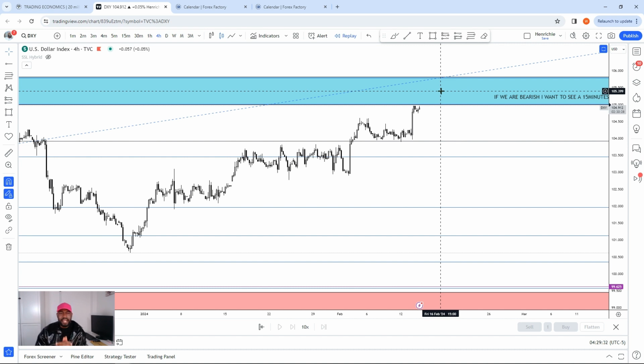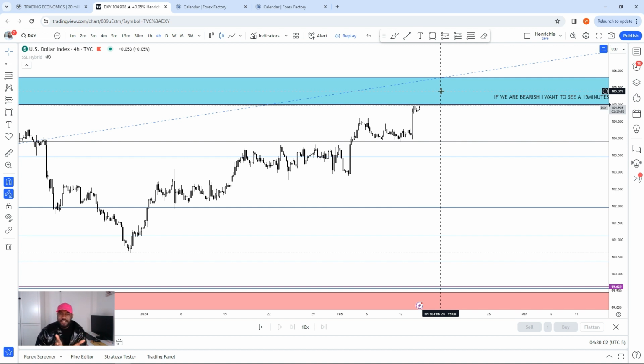What are the USD/XXX pairs? USD/CHF, USD/JPY, USD/CAD, and whatever else USD/XXX pair you trade, it means they're all going to be bearish. You're going to be looking for sells on all of them. What does this mean for XXX/USD pairs? It means we look for buys.